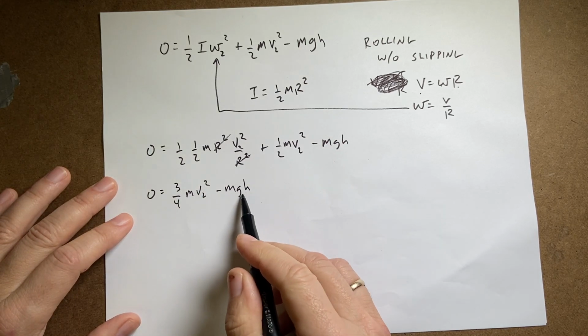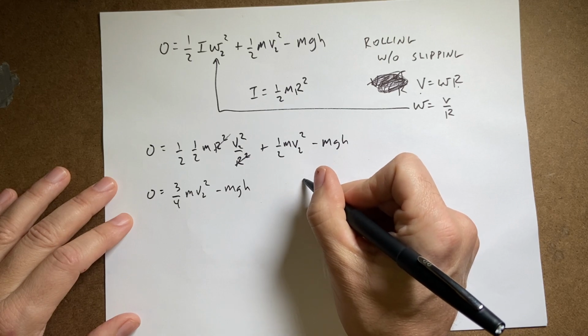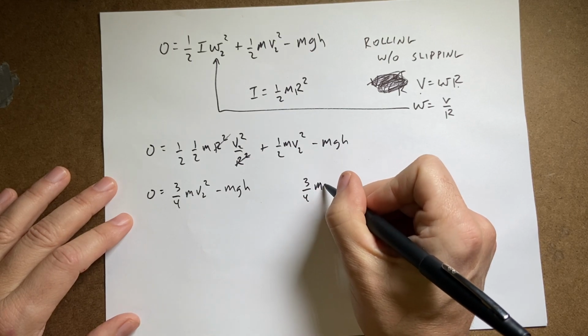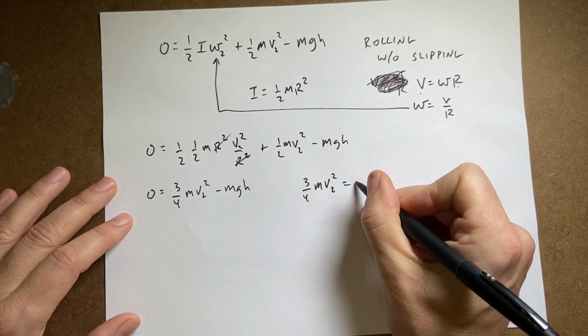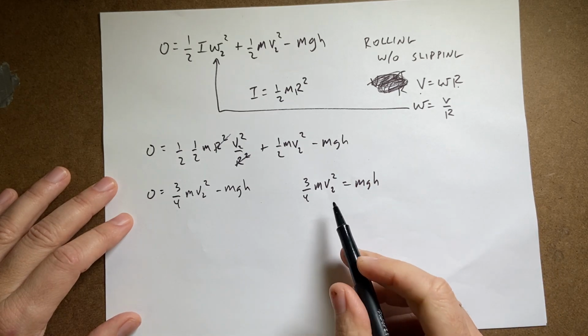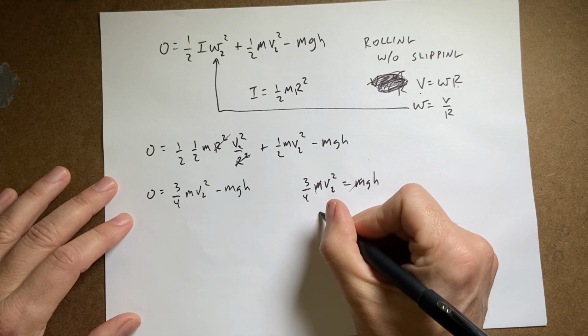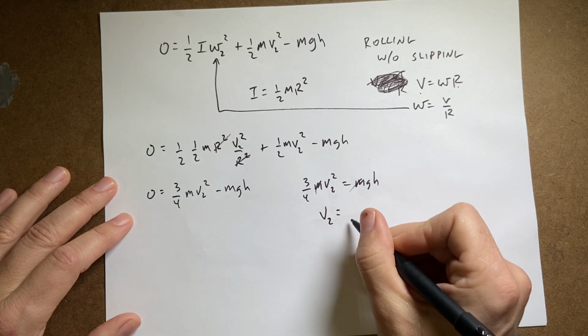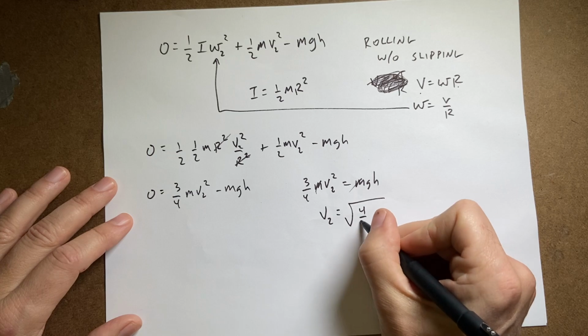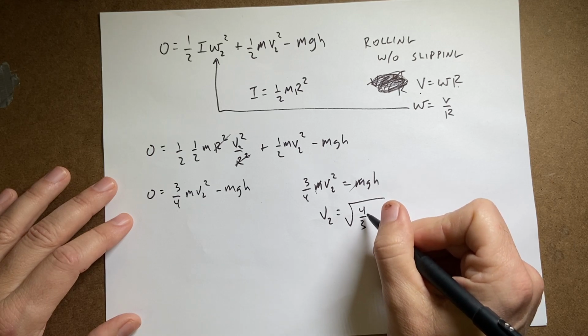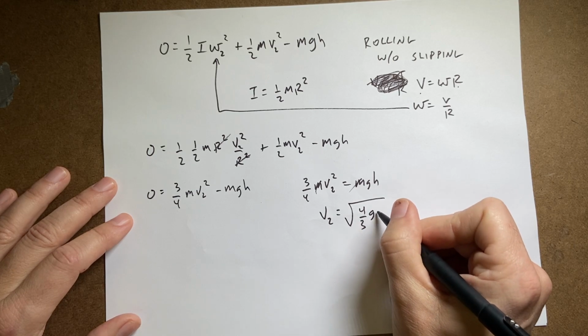Now I can add mgh to both sides, and I get 3/4 m v2 squared equals mgh. The mass cancels. Multiply both sides by 4/3 and take the square root, and I get v2 equals the square root of 4/3 gh.